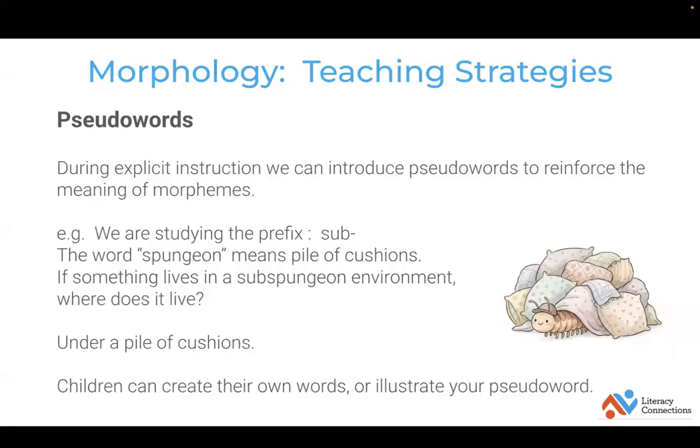So if we're looking at the prefix sub, which we know means under, and then we introduce a word that doesn't exist, it's like, oh, here is a spongin. A spongin is a pile of cushions. We could say, oh, look in the classroom, there's a spongin in the corner, it's a pile of cushions. So if something lives in a sub-spongin environment, where does it live? It must live under the pile of cushions.